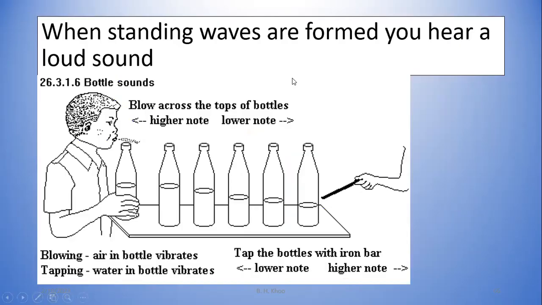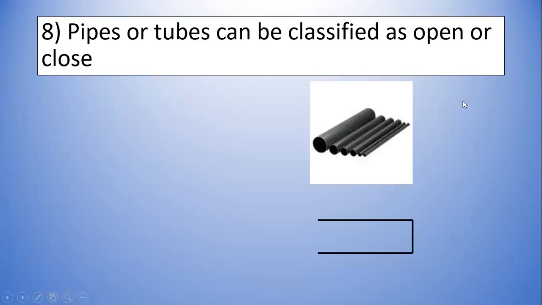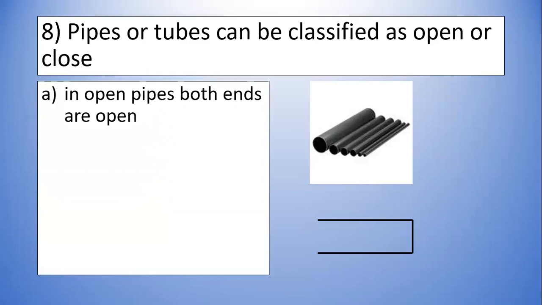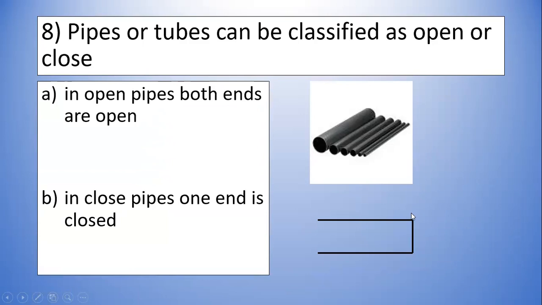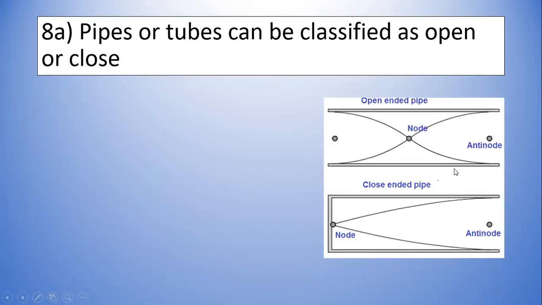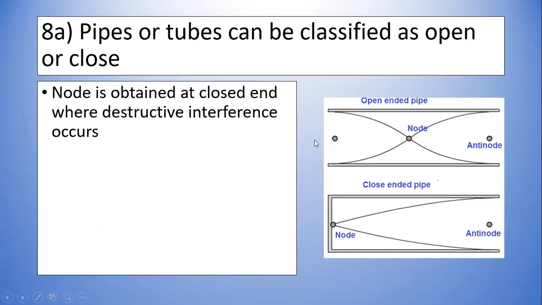Okay. Standing wave in pipe. You can either blow it. Treat this as a pipe. The air there will be vibrating if you blow it, or you can hit the side there. The pipes or tubes can be classified as open or closed. Right? Open on both ends. Closed, one end is closed. Always remember whether open pipe or closed pipe.